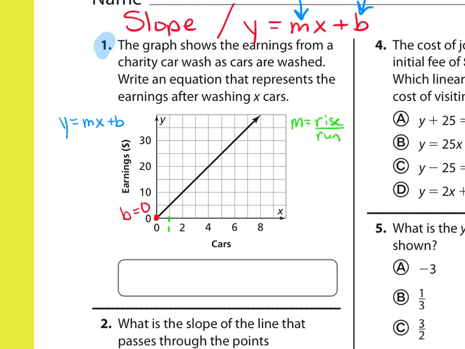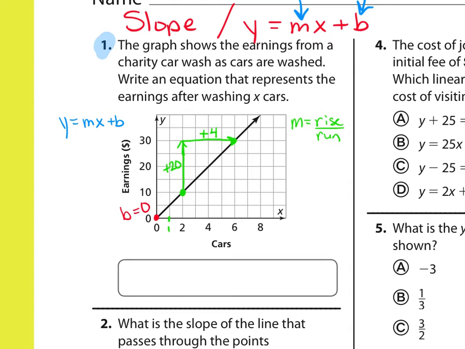It looks like $5, but we could work this out and say, okay, let's take a couple of points. Let's take this point and this point. Let's use rise over run. It's going to rise from 10 to 30, goes up 20. And then we're going to run to the right from 2 to 6, it goes right 4. Remember, anytime you go up on the coordinate plane, it's increasing, adding.